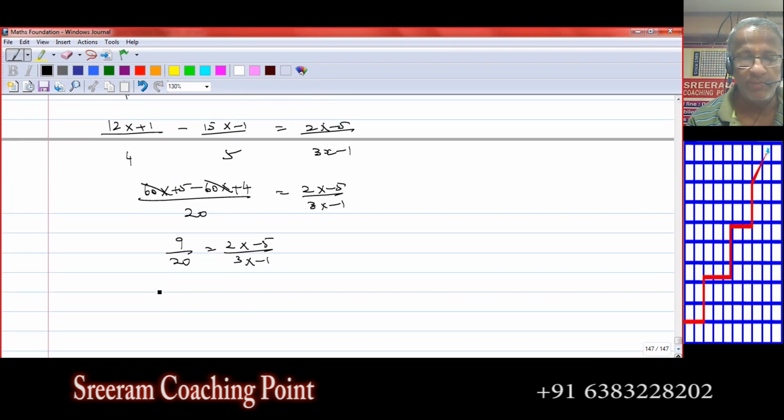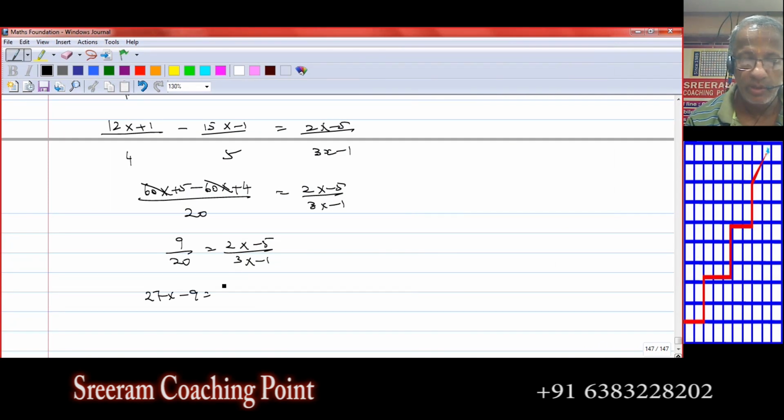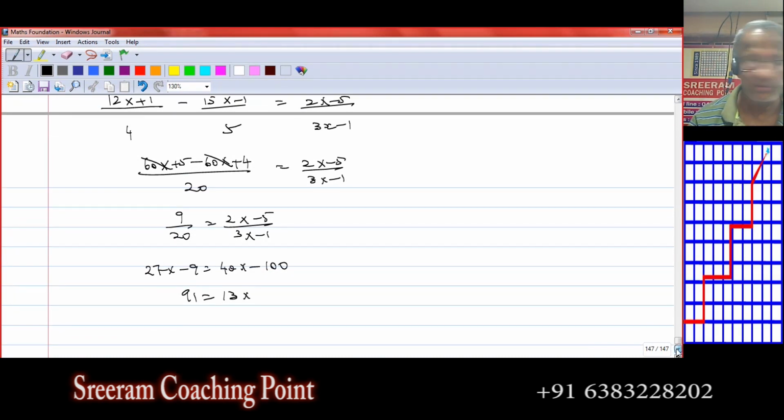So cross multiply: 27x minus 9 equal to 40x minus 100. So it is 91 equal to 13x. x equal to 7. That is item number D.